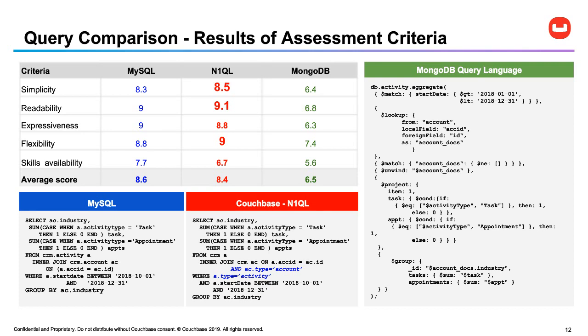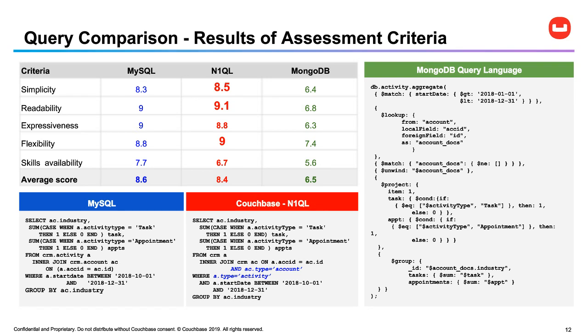For example, they reckon that MySQL is fairly simple, I think from 1 to 10, about 8.3. And N1QL, they think, is actually simpler than MySQL, I suppose because from a document model perspective they find it fairly simple to do that. And that's the rating they give for MongoDB. Readability also, N1QL for the document models they find fairly easy to read, and also gave something like a 6.8.